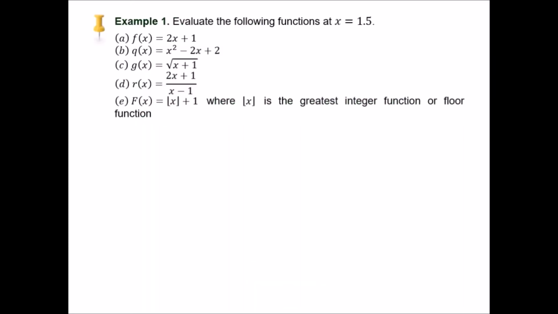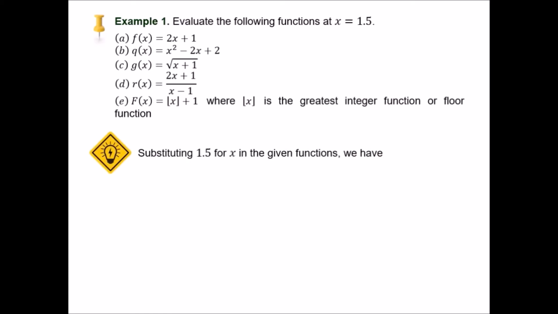Example 1. Evaluate the following functions at x equals 1.5. Letter A. f of x equals 2x plus 1. Letter B. q of x equals x squared minus 2x plus 2. Letter C. g of x equals square root of x plus 1. Letter D. r of x equals 2x plus 1 all over x minus 1. Letter E. f of x equals the floor function of x plus 1.